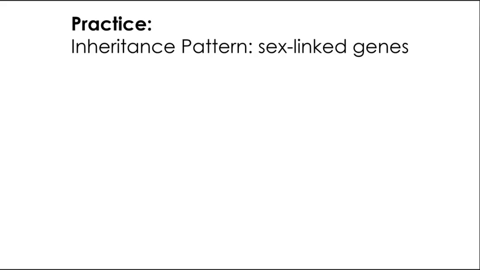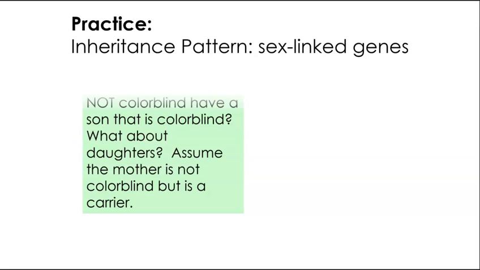So we can actually also practice inheritance patterns with sex-linked genes. Now, can a father who is not colorblind have a son that is colorblind? And what about daughters? Assume the mother is not colorblind but is a carrier. First, we need to determine the genotype of the alleles for each parent.